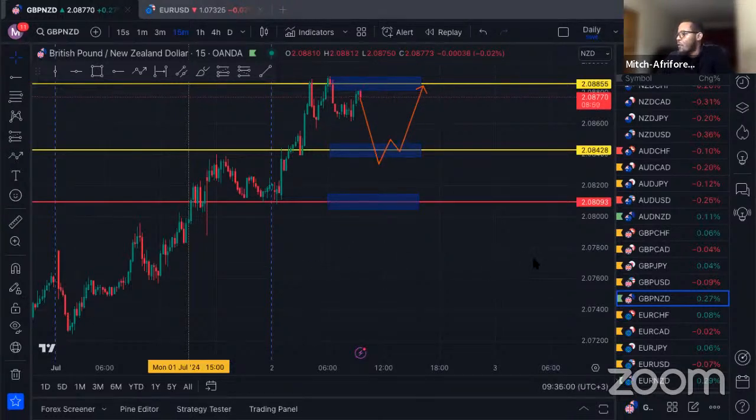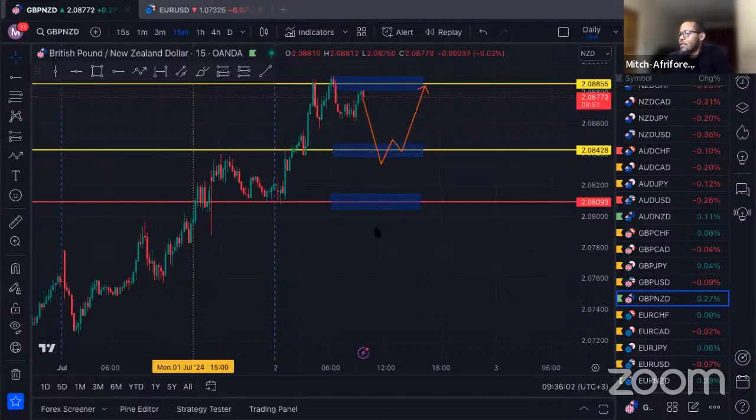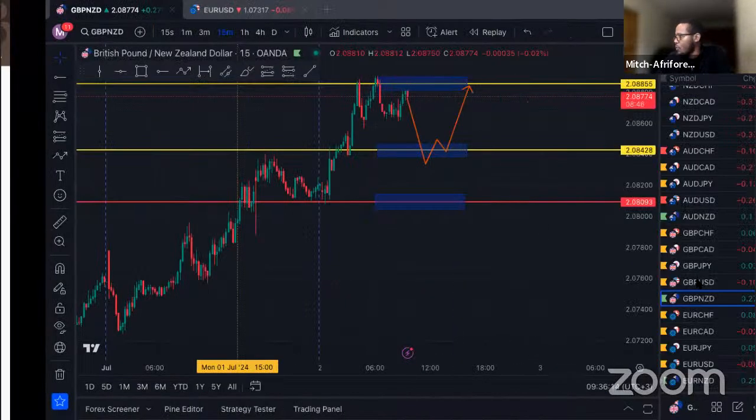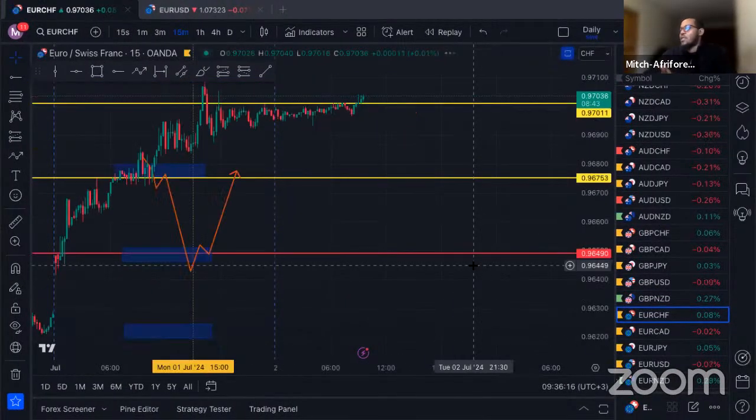So that's it for all the British pound pairs. You can clearly see we've mixed and matched the British pound with the pairs on the sell side. So right now we're going to move on to the last kinds of pairs that we're going to be focusing on, which are the euro pairs, before we do have a look at a few indices as well as gold and silver. So we'll start off here with the euro against Swiss franc.